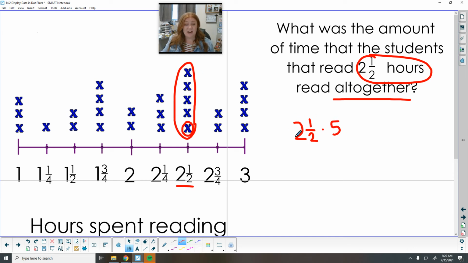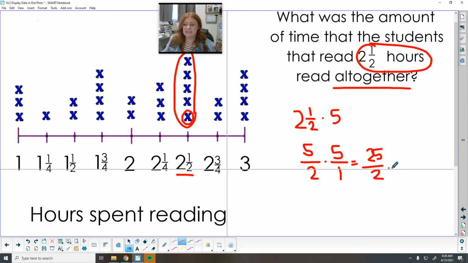So we need to make our fractions improper. So here's 4 plus 1 is 5 over 2 times 5 over 1 equals 25 over 2. And now we just need to simplify. So 2 goes into 25 12 times, which is 24, with 1/2 left over. So the total amount of hours that all of these kids right here read together was 12.5 hours.